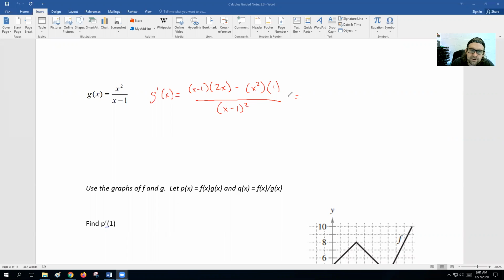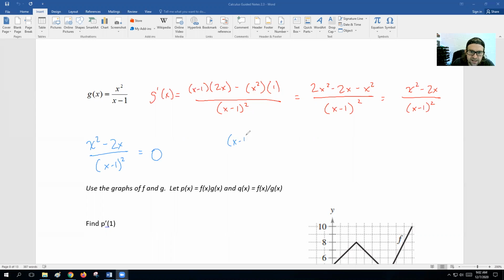All right, so let's distribute the top here. We got 2x squared minus 2x minus x squared over low. And simplify that, that is just x squared minus 2x over x minus 1 squared. Okay, so we took the derivative. We're going to take that expression and set it equal to 0 to find horizontal tangents. So the one thing we want to do at the bottom here is make sure that we say x minus 1 squared cannot equal 0 because it's a fraction.